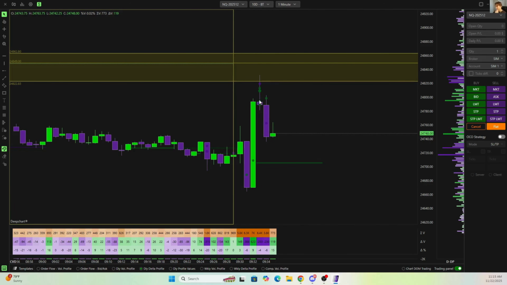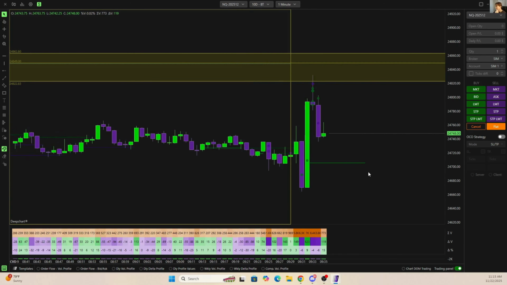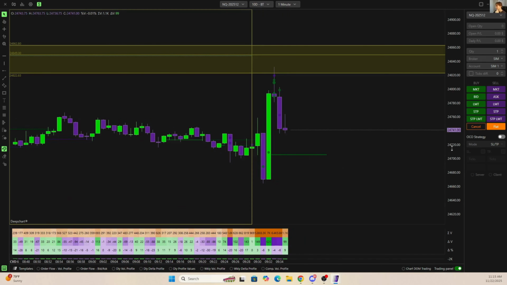Clearly more failed buying again, right? Clearly a lot of failed buying at this area. And remember, profile values, this is right here at VWAP. Right at the value area high of the daily profile. Value area low of the weekly. Oh man, this is awesome. This is awesome.